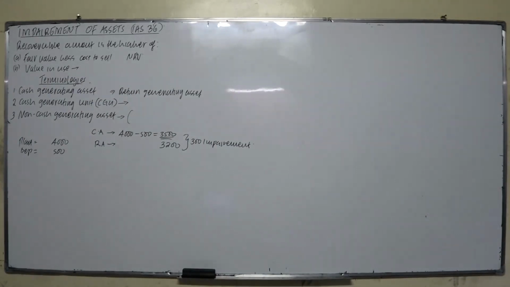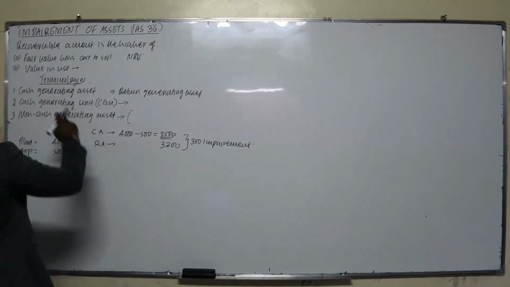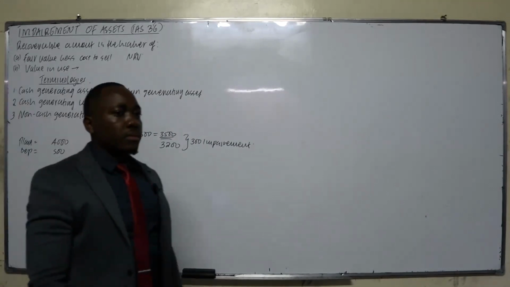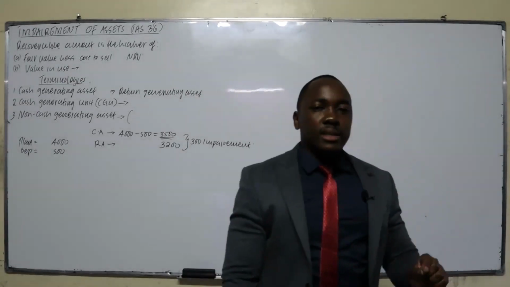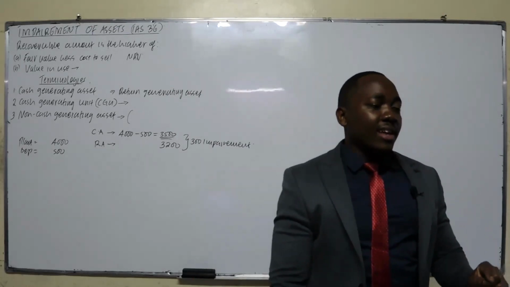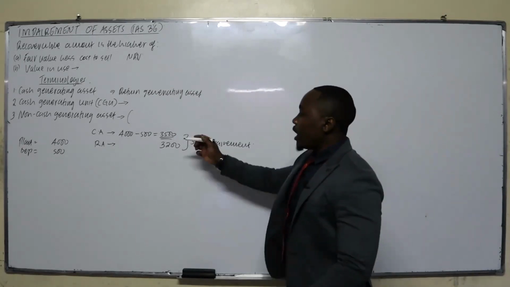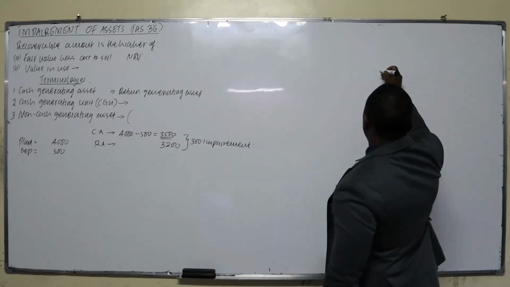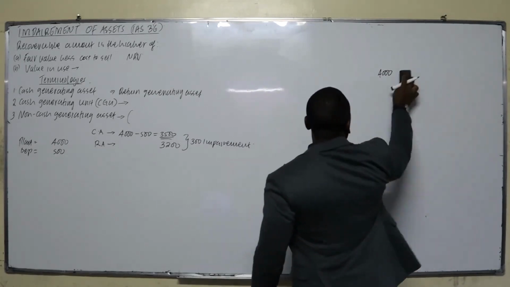Then number three is the increase in the market interest rate. How does the interest rate affect the impairment? Can you go back to the definition of value in use? What is value in use? We say that is the present value of the expected cash flows. Now let's assume this machine, you expect it will generate 4 million, or let's work with 10 million.